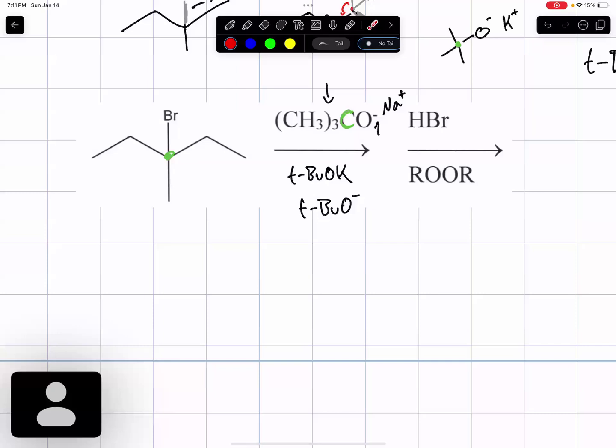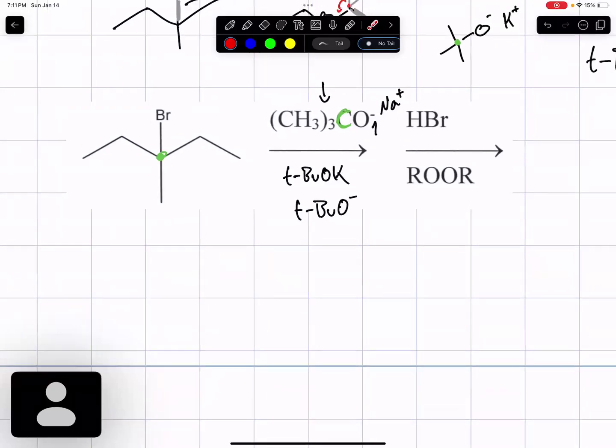So if it's E2, where am I pulling a hydrogen from? Am I pulling the hydrogen from this carbon or this carbon? So here are your options: 1, 2, 3. Where am I pulling the hydrogen from? Which carbon, number 1, 2, or 3?